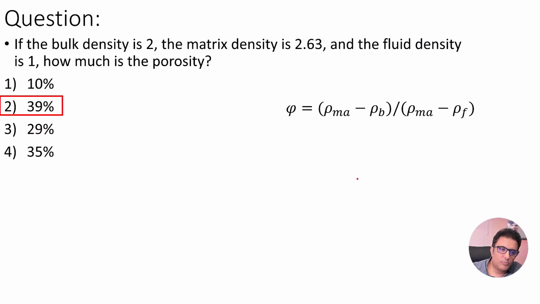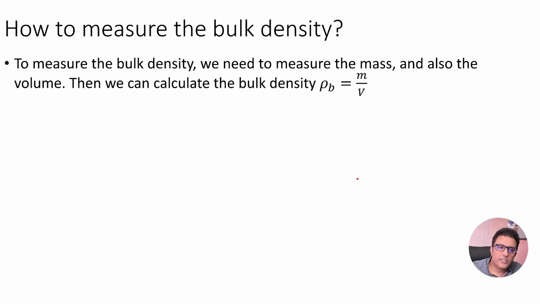Yes, in that case, the porosity is 39%. You know how we are able to estimate bulk density in the lab. If we have an object, and we measure its mass and also its volume, mass over volume gives us the bulk density.